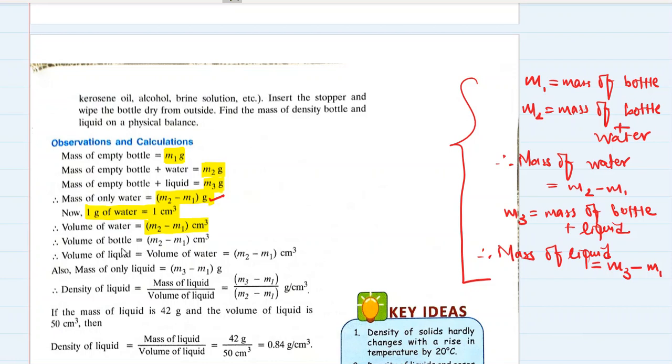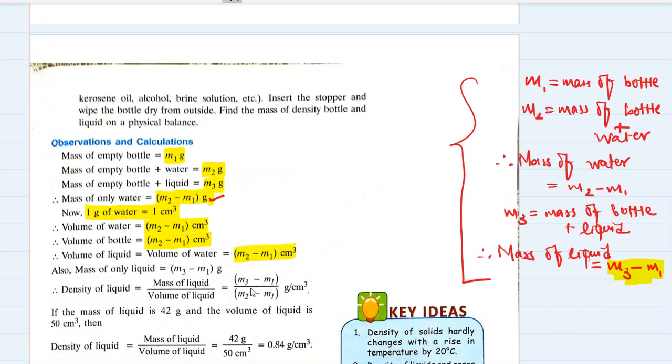And what is the volume of the bottle? That is also equal to the volume of water inside it, that is M2 minus M1 centimeter cube. So we now know the volume of the bottle. And do we know the mass of the liquid inside it? Yes, it is M3 minus M1. What is the volume of the liquid? It is also M2 minus M1 centimeter cube.